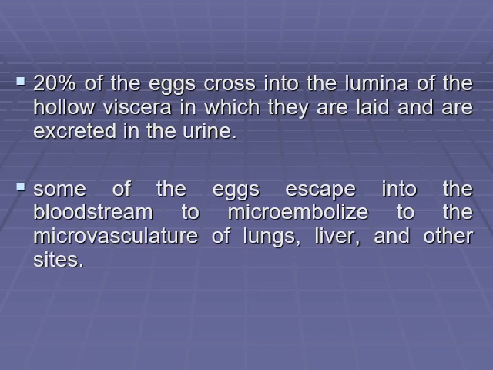But 80% of these eggs escape into the bloodstream and start to impact the microvasculature of the lung, liver, and other sites. And this is the main problem. If all eggs were going out of the human body, no complication would occur. But due to retention of these eggs in these viscera, which causes dense fibrosis and calcium deposition, all the complications of bilharziasis occur.